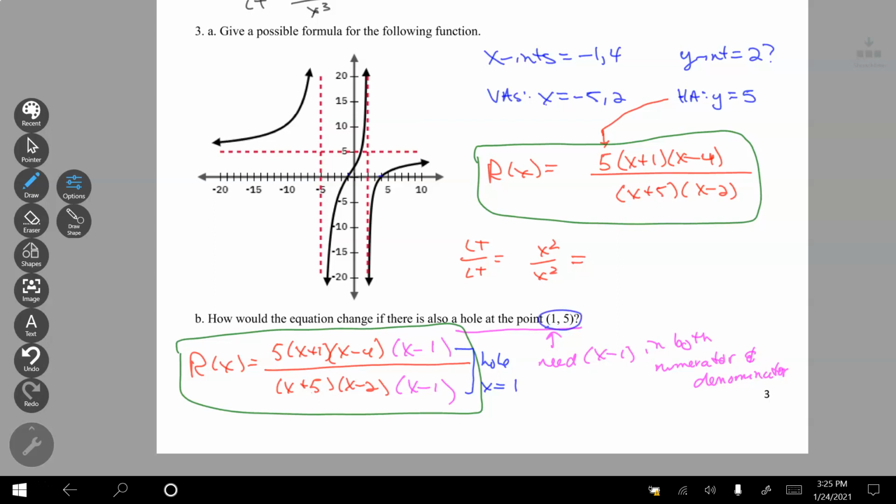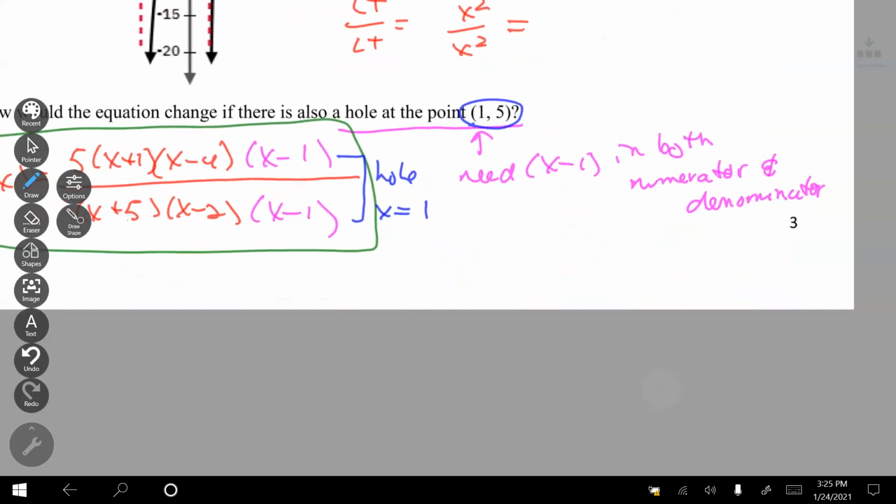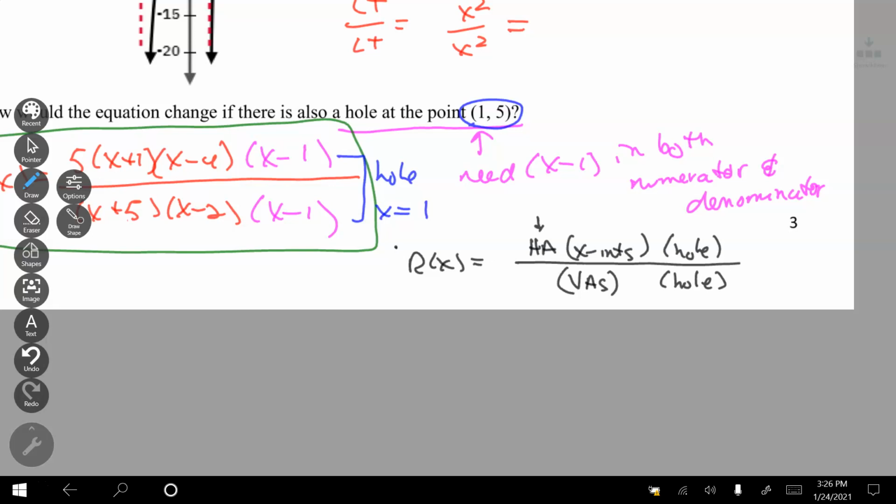Okay, so if you remember when we finished this last time, we made a little summary. So I'm going to make a new little summary. If I have a rational function, I have a numerator and denominator. I think I recall my x-intercepts were in the numerator. My VAs were in the denominator. And once in a while I have to have an HA in there if it's necessary. But now I have the idea that if I have a hole, it goes in both the top and the bottom as factors. You get this whole r of x business is equal to this whole thing.